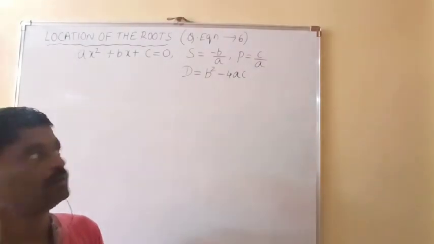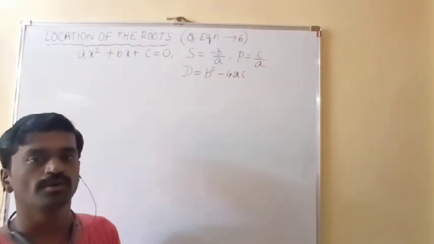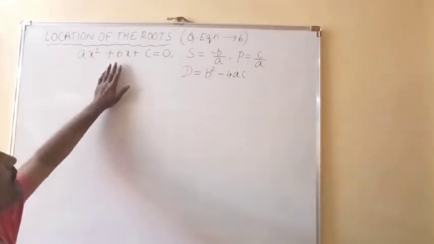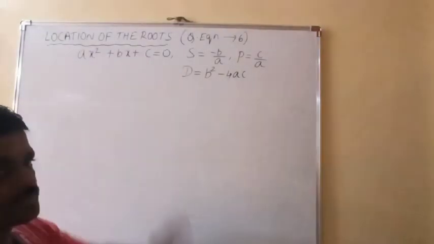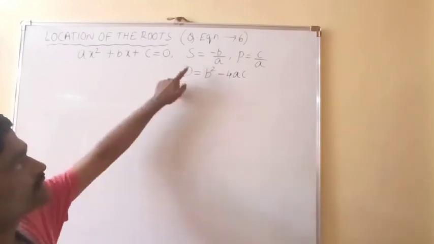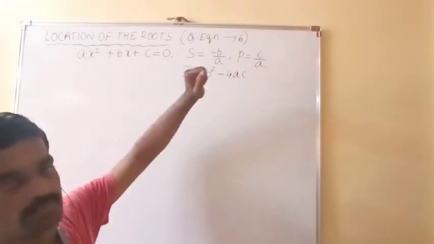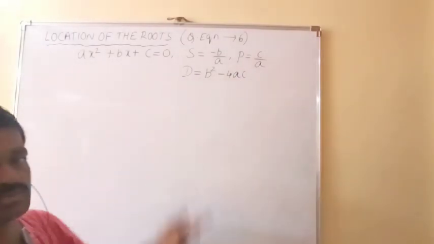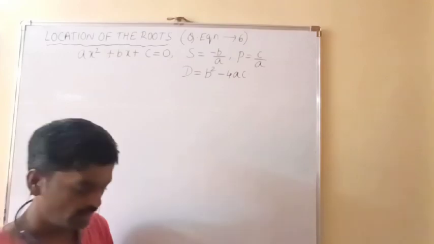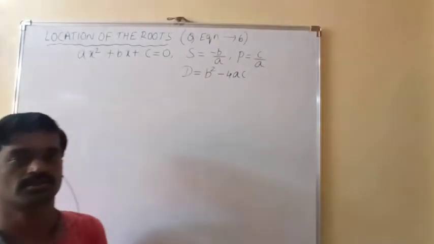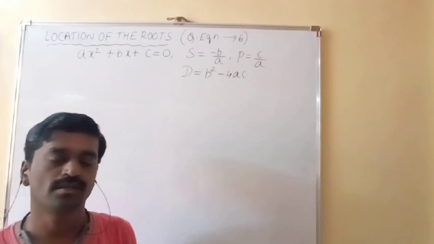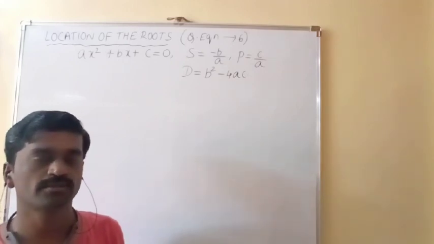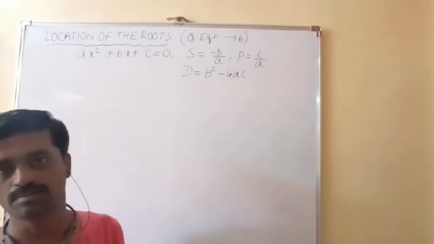Okay. So in this location of the roots we are going to discuss 10 different cases. Consider the quadratic equation ax square plus bx plus c is equal to 0. I am denoting the sum of the roots by capital S, which is minus b by a, and the product of the roots by capital P, which is c by a, and D stands for discriminant. Already we discussed in the last sessions, when a is positive, the graph will be an upward parabola, and when a is negative, the graph of y is equal to ax square plus bx plus c will be a downward parabola.